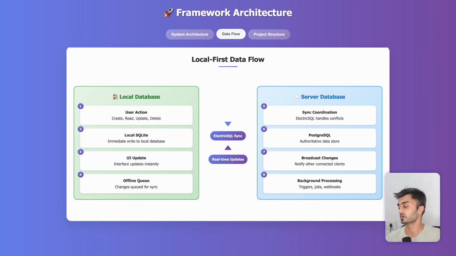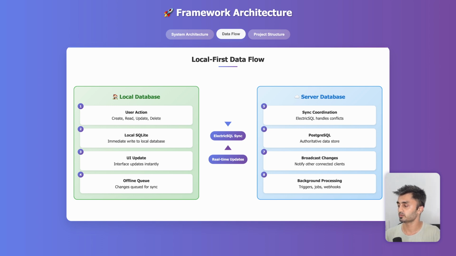In the server database, we will have a sync coordination system. Then there will be a main data store, for example, PostgreSQL. Then in the server database, we will also have some background processing section. For syncing the local database to the server database, we will use a system such as Electric SQL so that all the updates happen in real time.